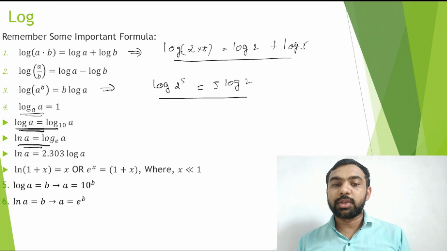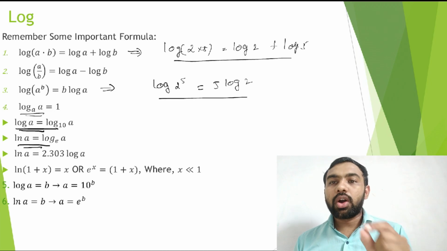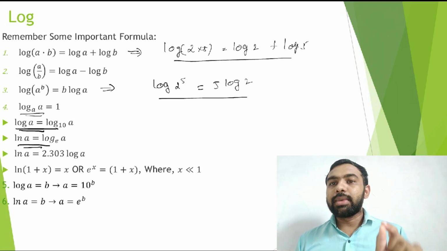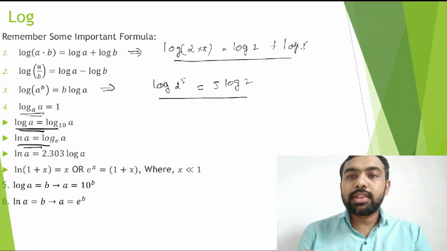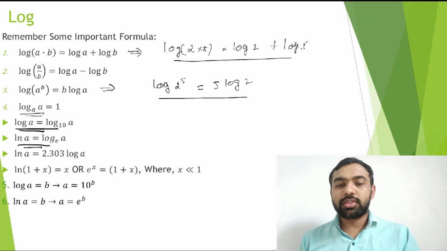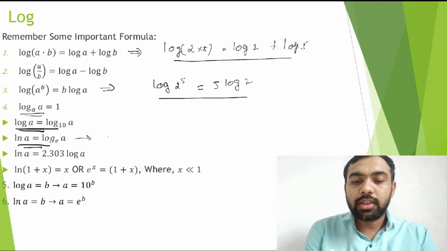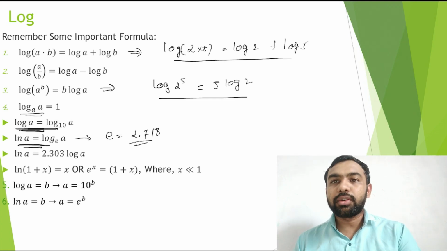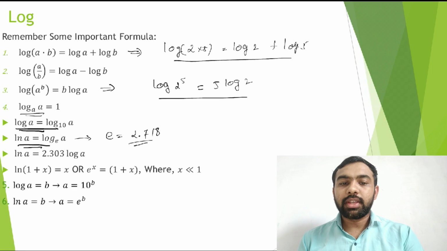You write this log. What is the meaning of this? It is log a base 10, and similarly ln a means what? Log a base e, where e is called the exponential constant. The value of e is equal to 2.718. You must remember the value of e is 2.718.